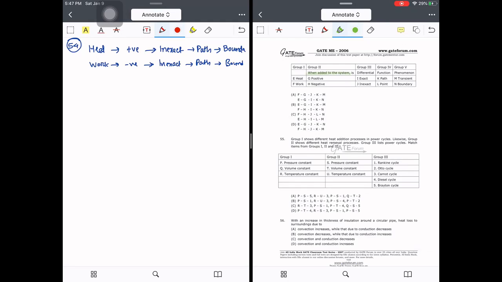Now question number 54. It's actually a multiple match the following. Heat when added to the system, group 2. I will rather you just correlate from the diagram. Heat is considered to be positive when added to the system.